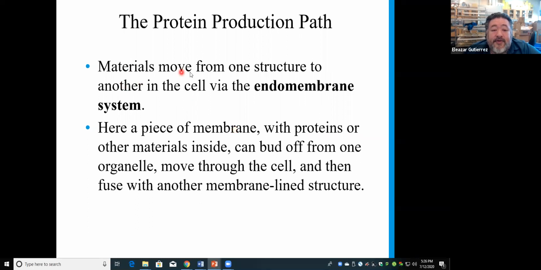Okay, so materials move from one structure to another in the cell via the endomembrane system. Okay, here a piece of membrane with proteins or other materials inside can bud off from one organelle, move through a cell, and then fuse with another membrane-lined structure. Why do we care? Because so far we have only talked about the rough endoplasmic reticulum, okay? But all the RER does is it produces protein. Once you have that protein, once you have your pineapple upside down cakes done, okay, you have to ship them off. Otherwise, why make them, right?